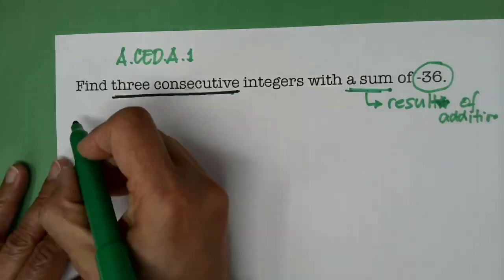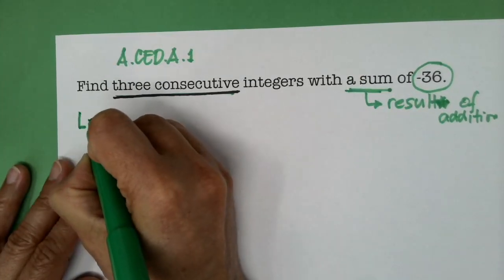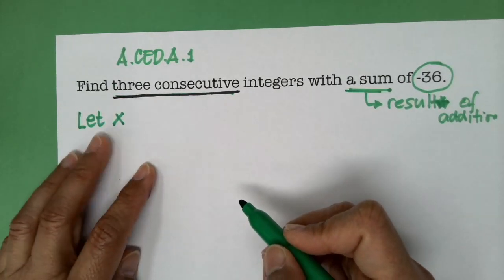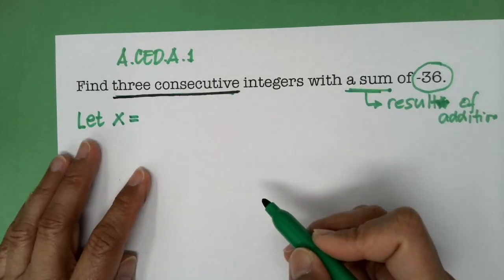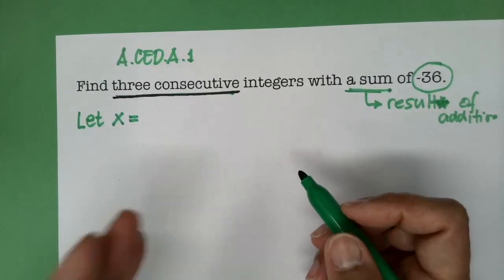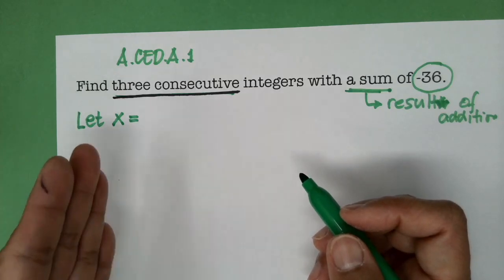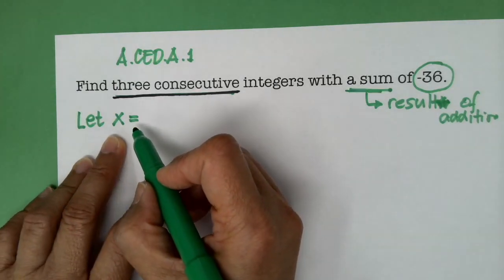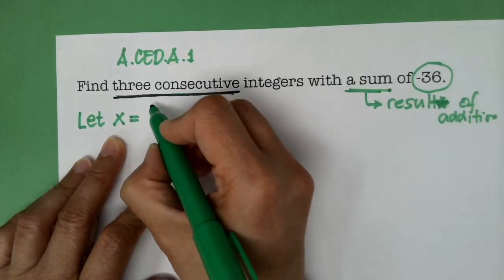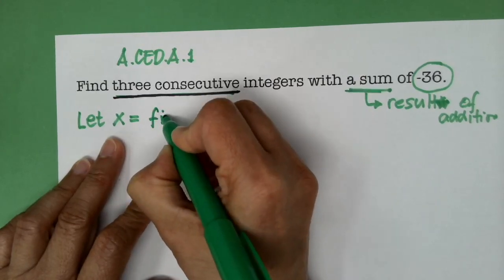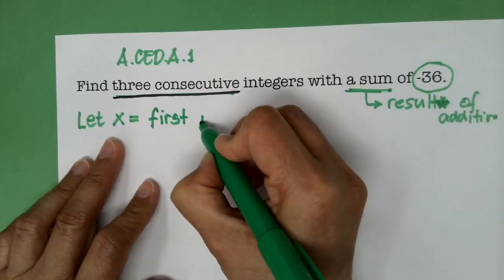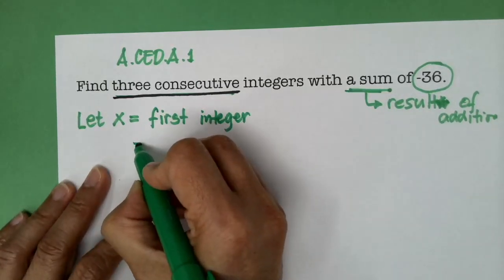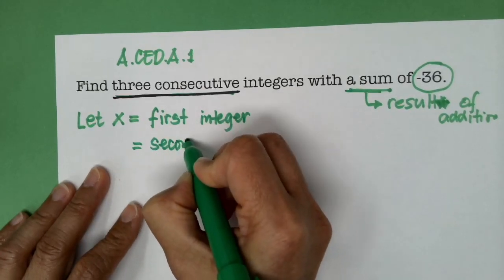They are unknown, so we will have to represent our unknown with a variable, and let us say we use x. So let's define x. Because they are consecutive, there's always what we call the first integer, the second integer, and the third integer. We usually represent the variable as the first integer. So if x is the first integer, how are we going to represent the second integer?